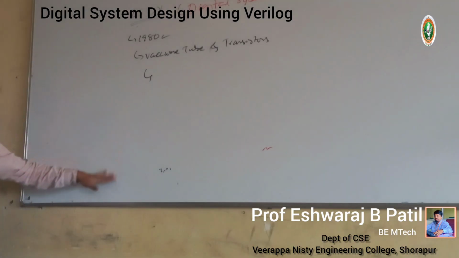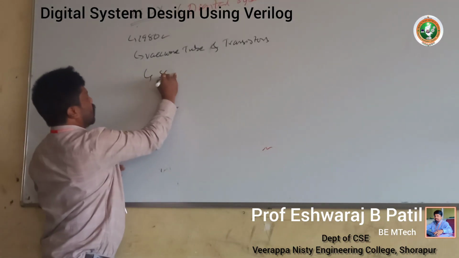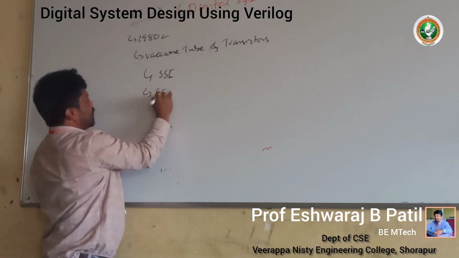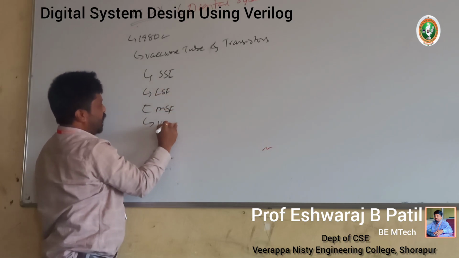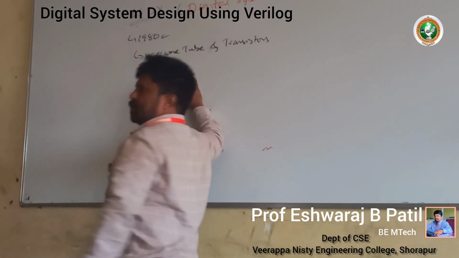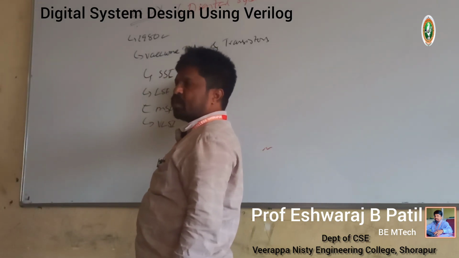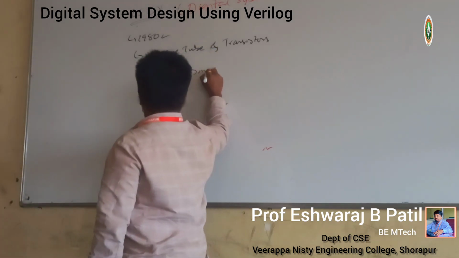There are four types of ICs. One is SSI, another LSI, third one is MSI, fourth one is VLSI. SSI is nothing but small scale integrated circuits.